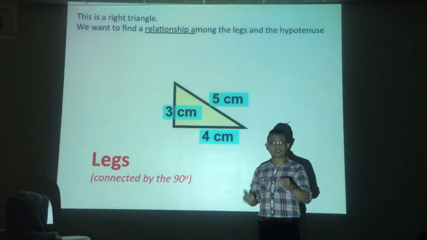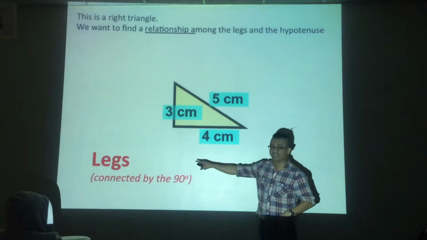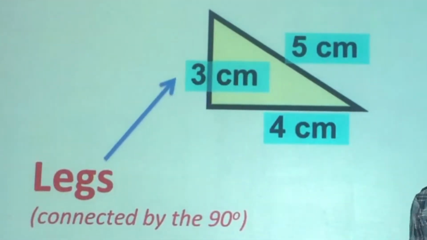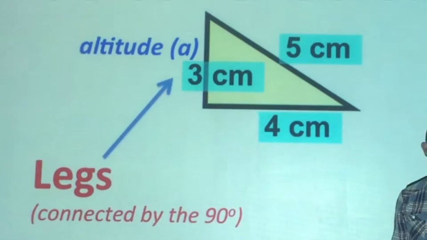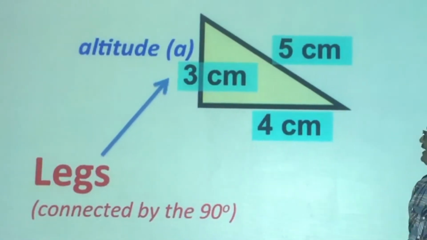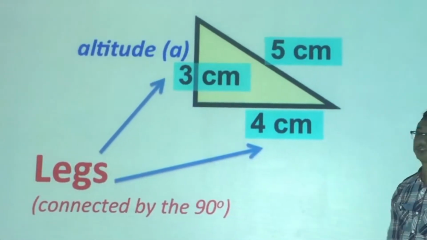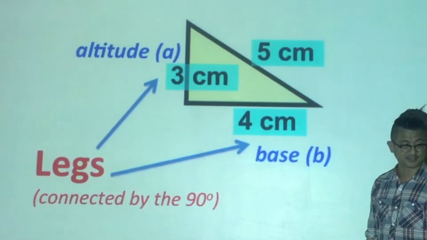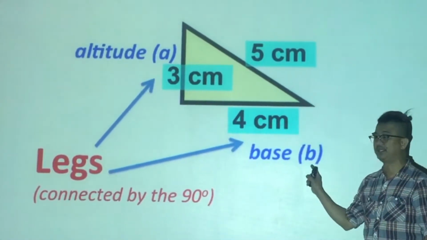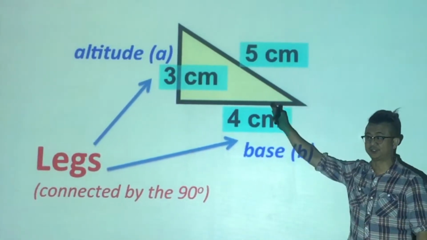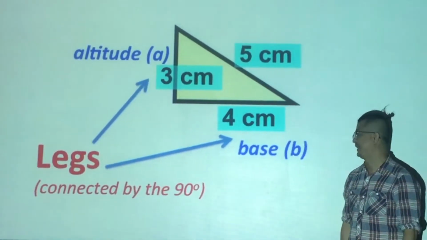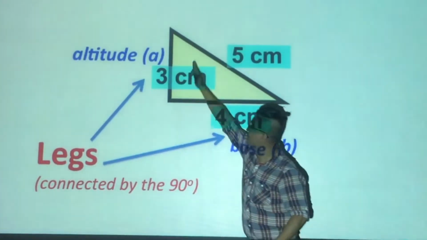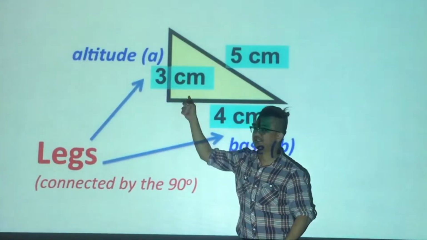Alright, so let's start with some vocabulary. Let's start with the legs. The legs here would be 3, which has a name called altitude. Let's just call it A. And 4 is also a leg, and let's call it the base. We use the letters A and B to designate which is altitude and which is base. So, how will I know that they're the legs? They're the ones connecting together to form the 90-degree angle.